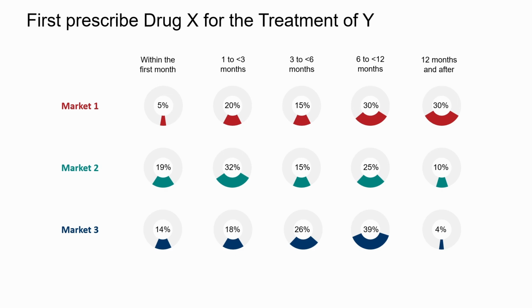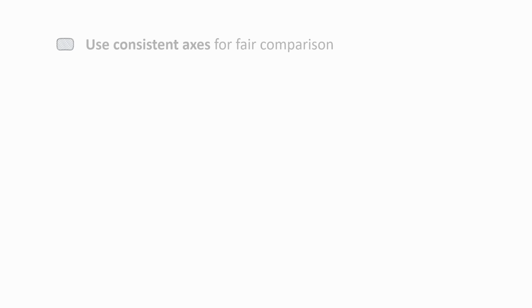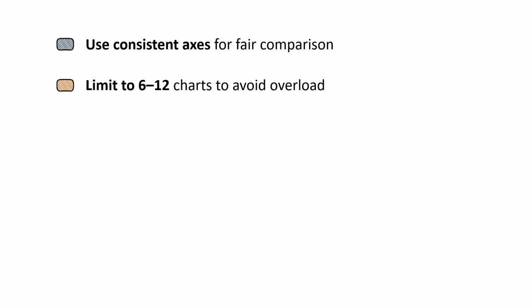Finally, let's look at some tips to make it easier while working with small multiples charts. Number 1, make sure we use consistent axes for comparison. As you saw in all those examples, our scale, either horizontal or vertical, was exactly the same. Next, limit the number of charts to between 6 to 12.